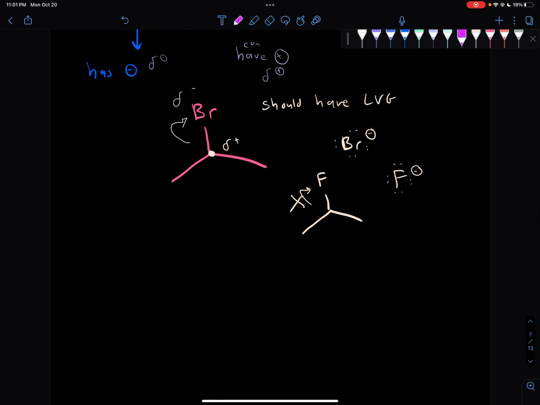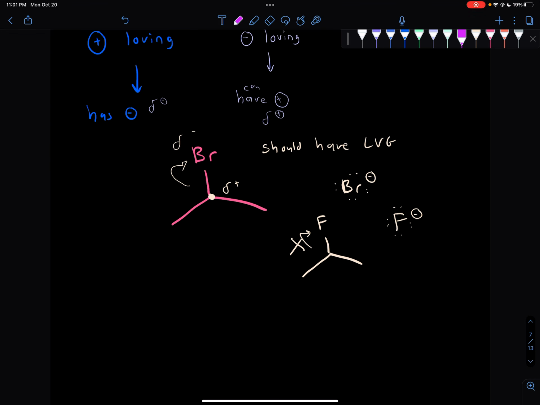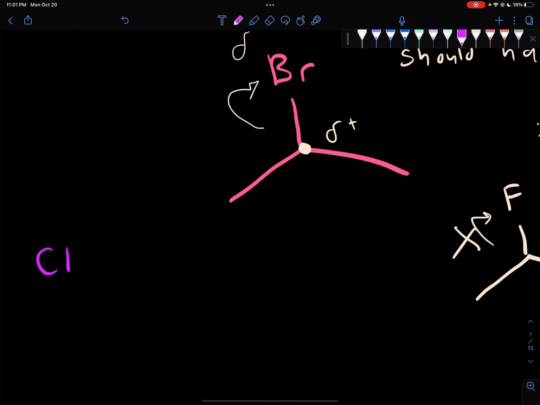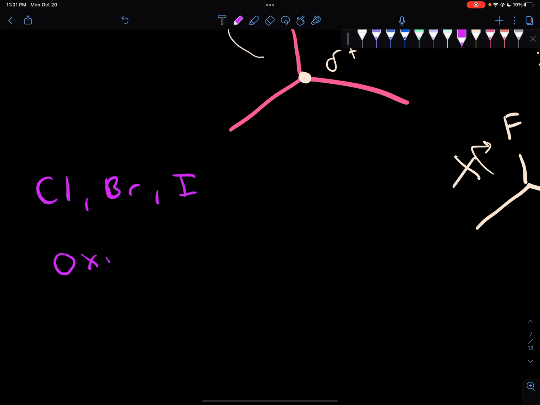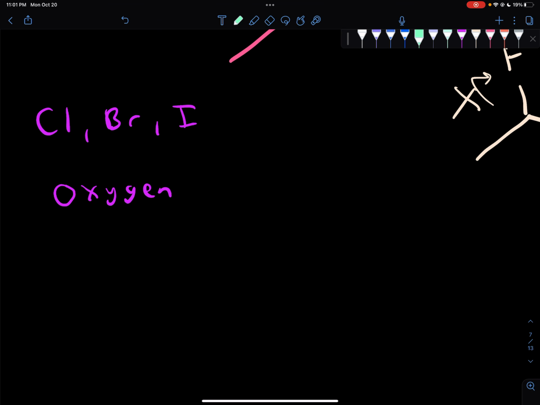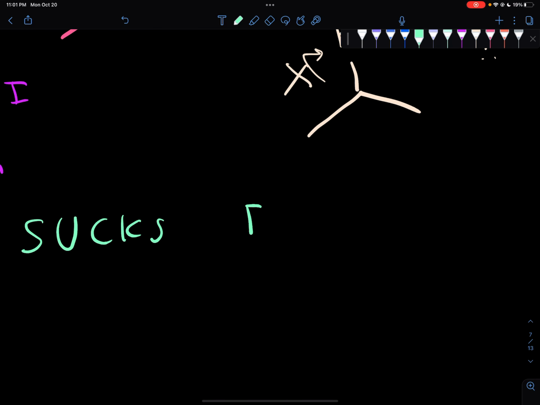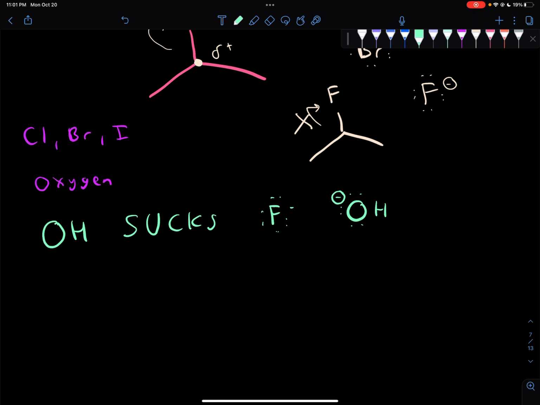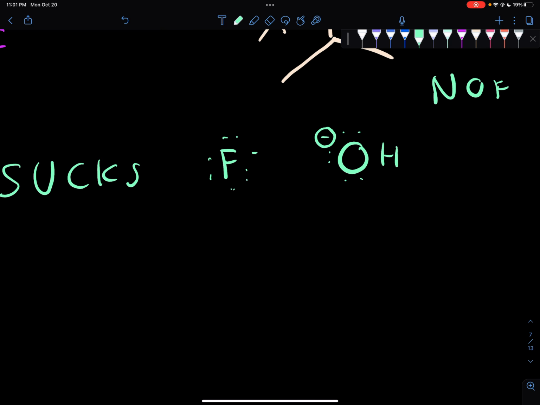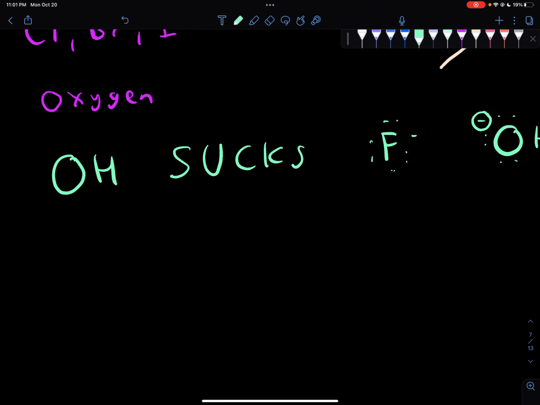Now, for leaving groups, we talked about the common ones, right? Your leaving groups are only going to be chlorine, bromine, and iodine, but there's another category, the oxygen ones. So I want you to remember this. OH sucks, right? If we're saying that F minus is bad, what makes you think OH is any better? This is trash. It's really bad. Like, you don't want this. Look at the periodic table. It's right next to fluorine. So, you know, they're essentially the same thing. You don't want this. But you can make OH a good leaving group.